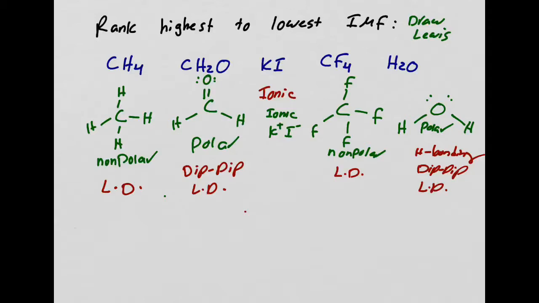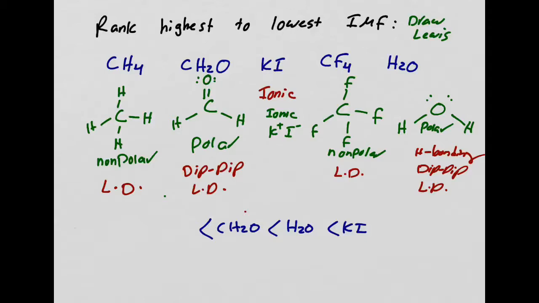All right, so now we are going to rank them. Which one is going to be my highest one? What do you think? Of course, potassium iodide is going to be my highest IMF because ionic is the highest IMF. Then it's going to be H2O because the next one, hydrogen bonding, is pretty strong. Okay, now what's going to be after that? It's going to be my dipole, CH2O. That's formaldehyde.